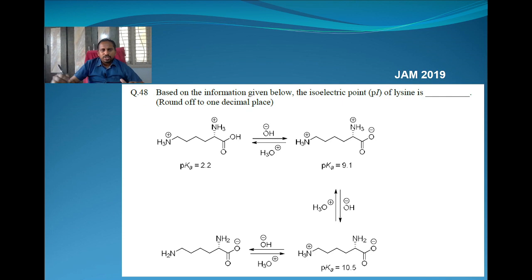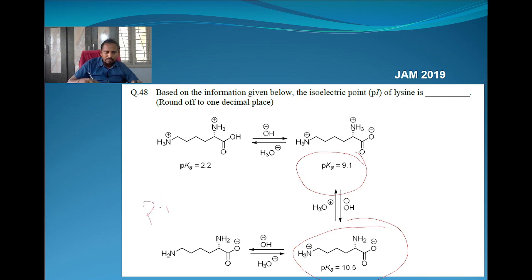This question is on the isoelectric point. Based on the information given below, the isoelectric point of lysine is dash. Here the isoelectric point question has been given in a different format. We have a pK value 2.2, pK value 9.1, pK value 10.5. Lysine is a basic amino acid having net positive charge. As this is basic, it has 3 pK values, and you take the 2 larger values. As you know, for a positively charged or basic amino acid, to calculate the isoelectric point you have to take the sum of the 2 larger values, 9.1 plus 10.5, divided by 2.